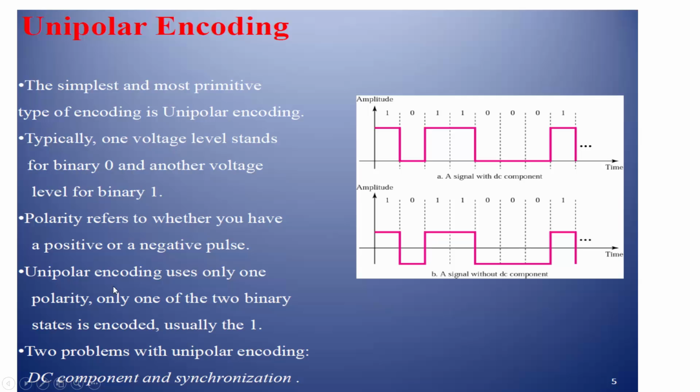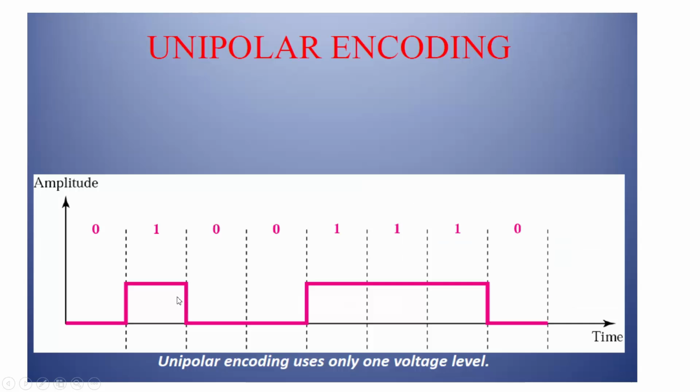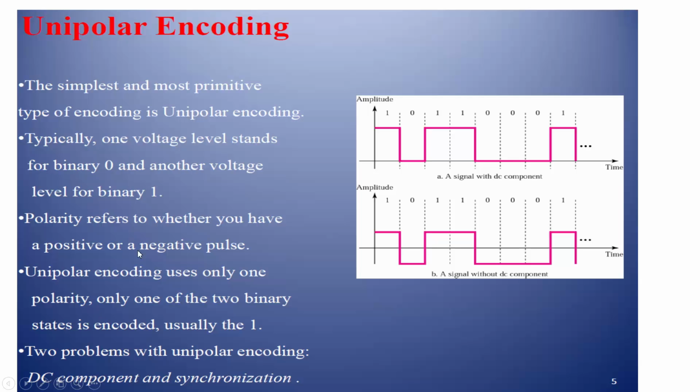Right. So unipolar encoding uses only one polarity. It will use only one polarity, either positive or negative. So this is a bipolar kind of system. But let us concentrate on the unipolar strategy first, where the polarity, of course, refers to the positive or negative pulse.